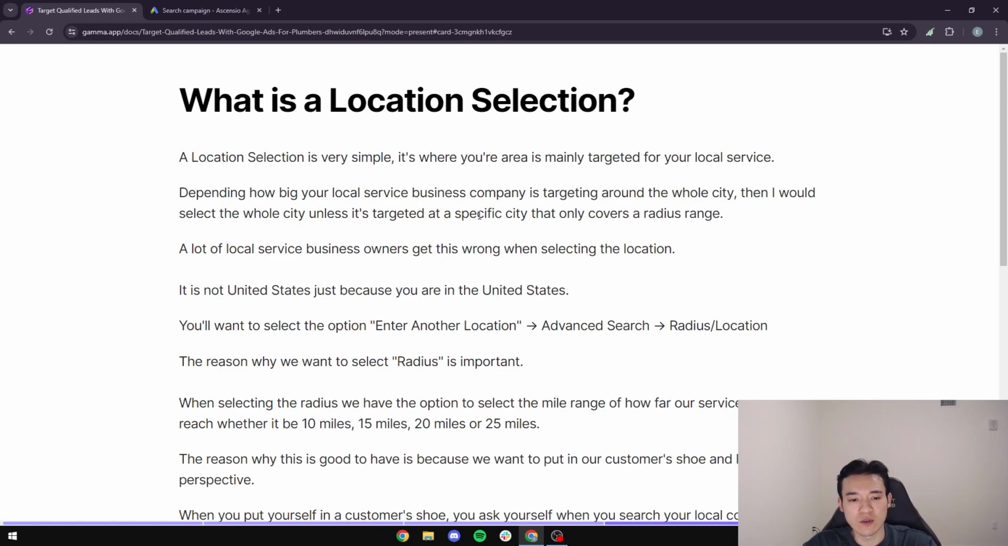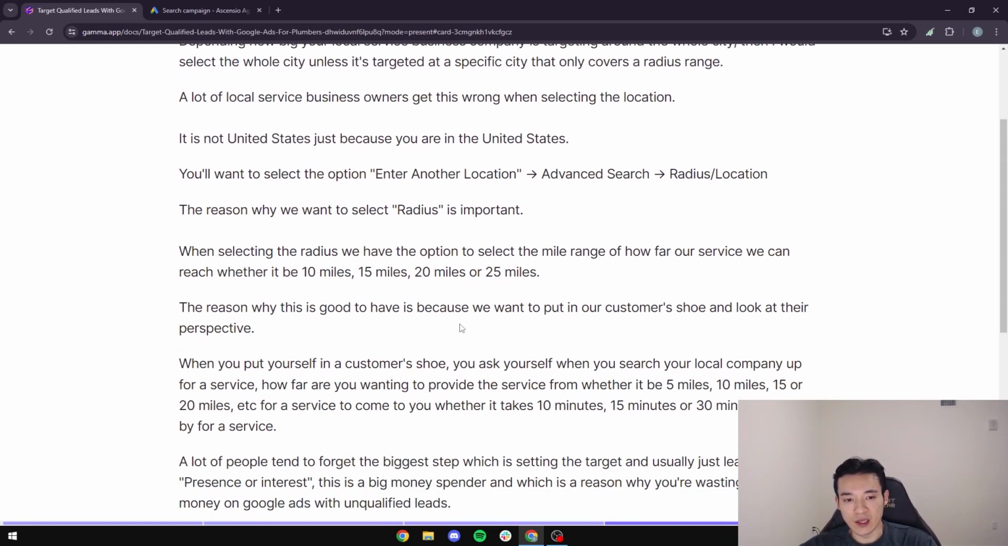A lot of local service business owners get this wrong when you select the location, right? It's not just going to be United States just because you're in the United States, right? What you want to do is select the option of entering another location and then selecting the advanced search radius location. The reason why selecting radius is important is what I mentioned before. If you are targeting the whole city and you cover the whole city area from that location, then by all means, we want to do that, and we'll dive into that.